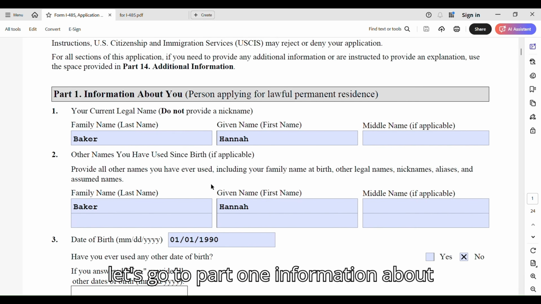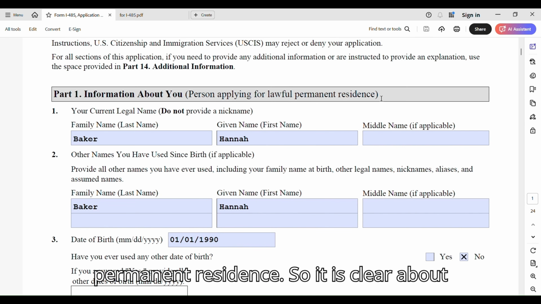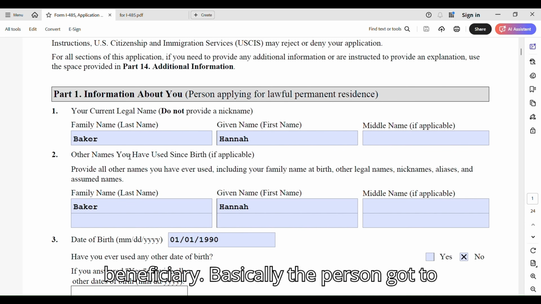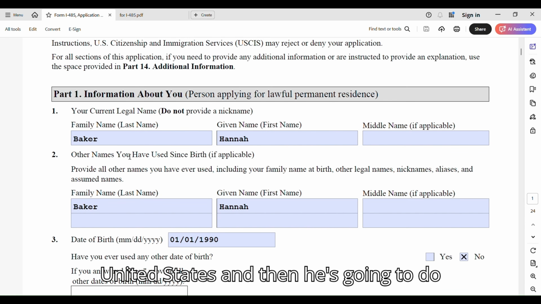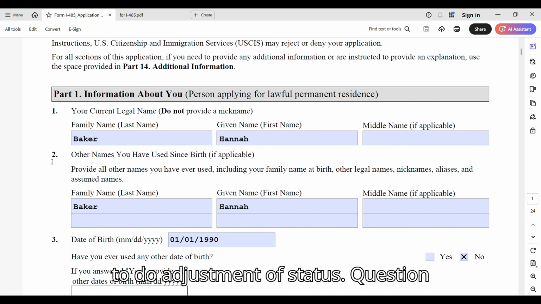Now, let's go to Part 1, Information About You, person applying for lawful permanent residence. So it is clear that Part 1 is going to be about the beneficiary. Basically, the person who got to the United States and is going to do adjustment of status. She or he is going to do adjustment of status.